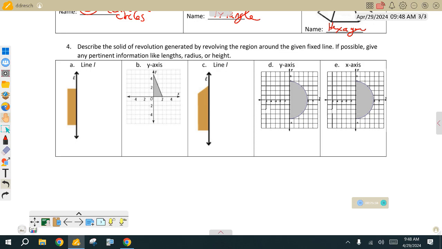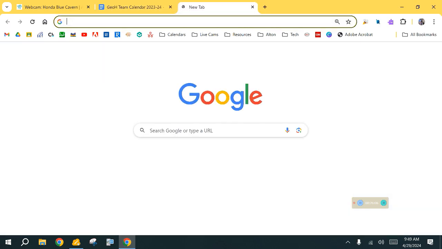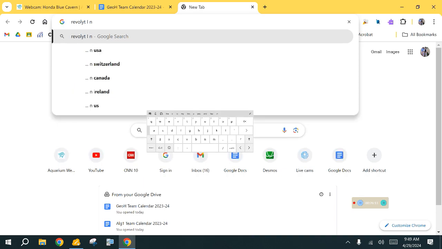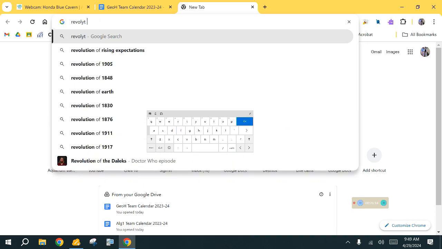What we want to do is create a revolution, okay? So as we keep spinning this continuously around that line, we start to then create a three-dimensional figure. A reflection is just, boom, we're done. I want to spin that around that line to create a three-dimensional figure. So anybody have an idea what shape we create when we spin this rectangle around? Yeah, we are creating a cylinder.